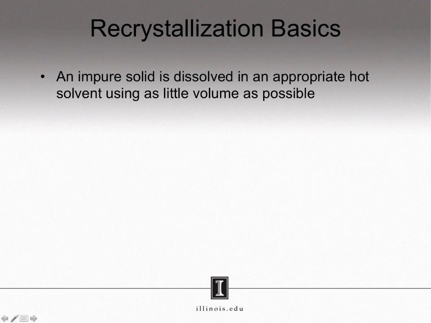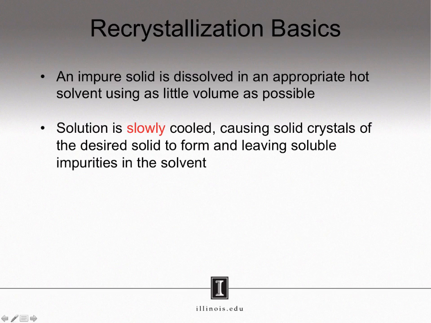You take your impure solid and you dissolve it in an appropriate hot solvent, using as little volume of the solvent as possible. We'll talk about what an appropriate solvent is shortly. Once you have dissolved your impure solid in as little hot solvent as possible, you then allow that solution to slowly cool. As the solution slowly cools, the solubility of your solid will decrease, and if you have performed the technique properly, result in crystals of your compound to begin to form. These crystals should be pure because the impurities should be left behind in solution.